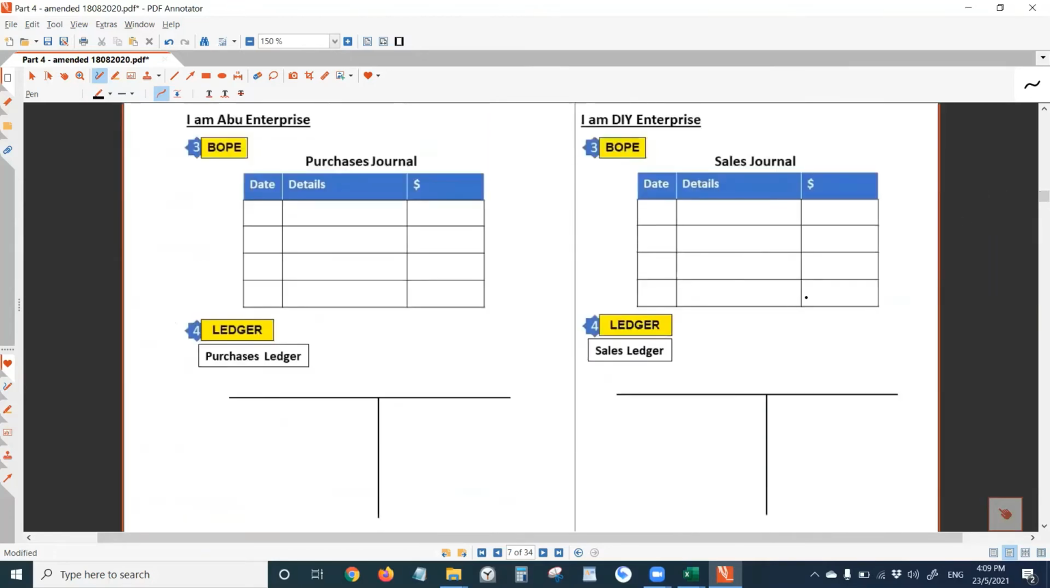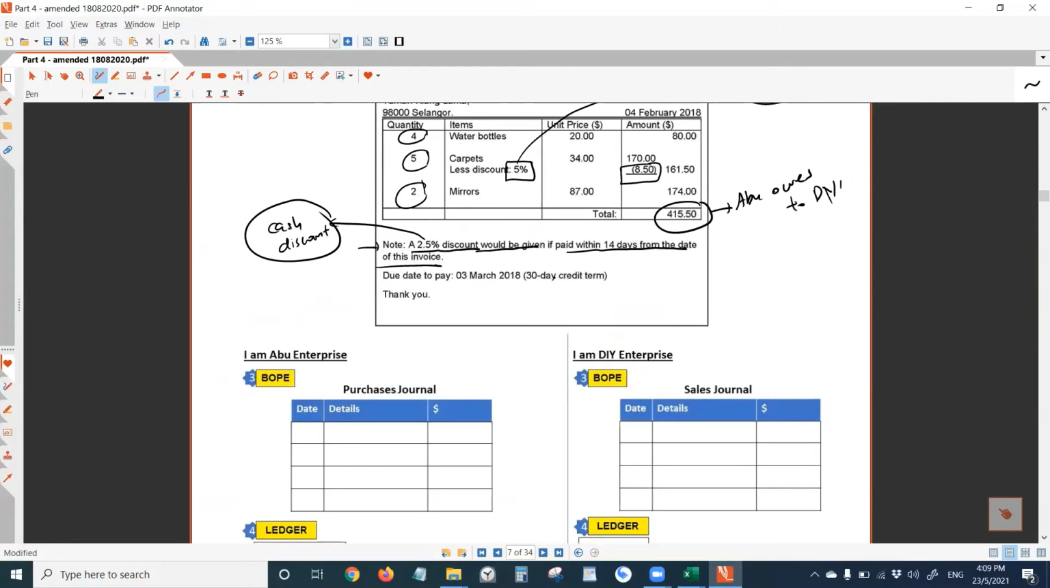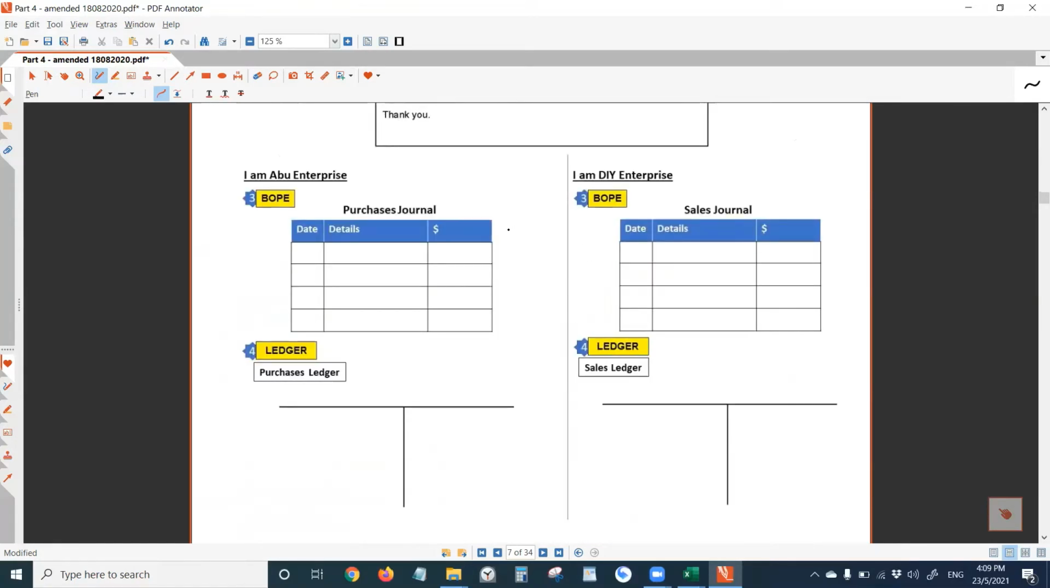On the same page below, you see that there are two sections, right? Left section, you are Abu. Right section, you are DIY. In exam questions, you could be the supplier, you could be the customer. So you must know how to record when you are in both persons' shoes. When you are Abu, it means we are customer. When we are DIY, we are supplier.